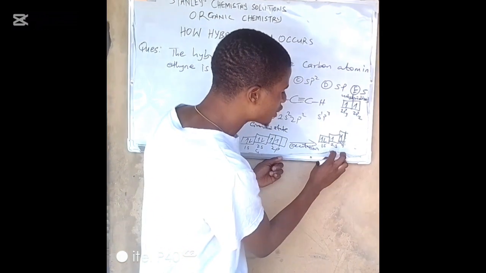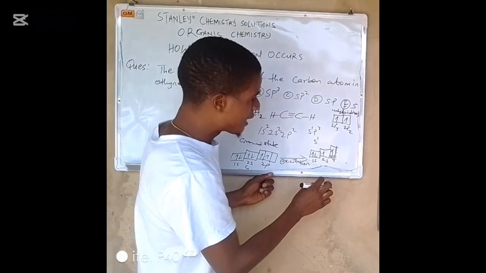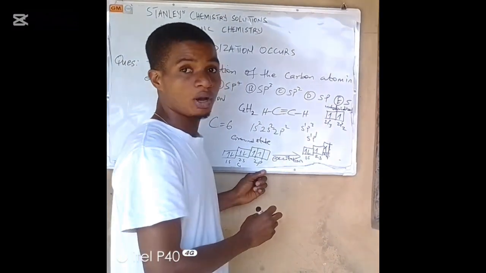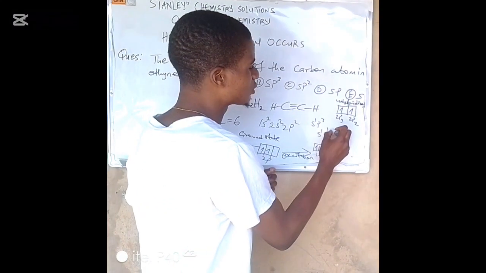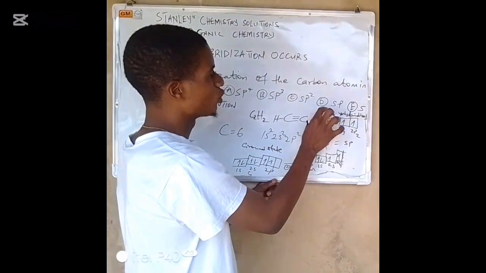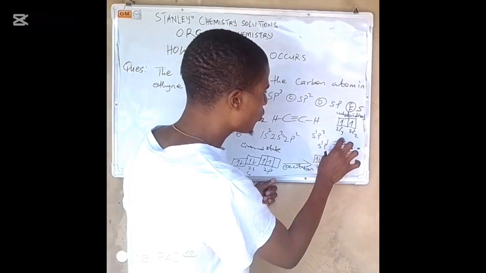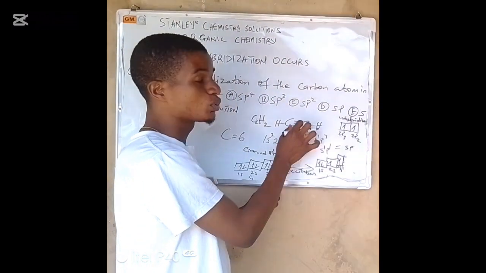So now in the 2s orbital we have 1 electron, so s raised to power 1. In the p orbital we have 1 electron, p raised to power 1. You know indices tell us to overlook anything that is 1. So that is why we call them sp. So the answer is option D, sp hybridization.